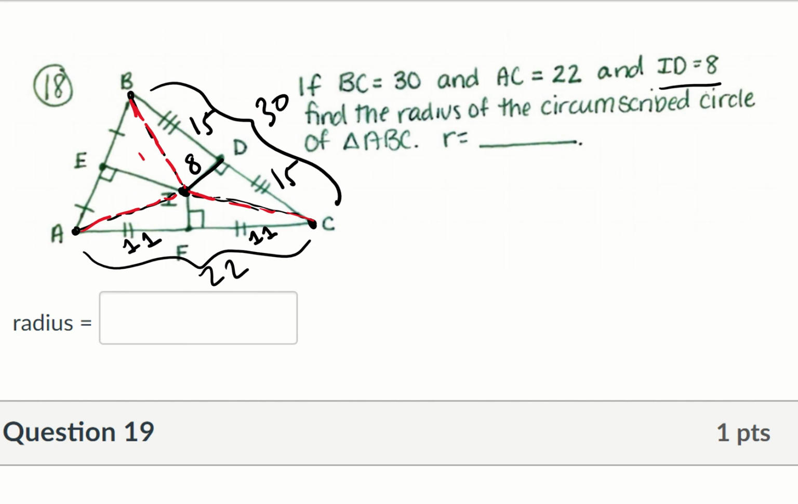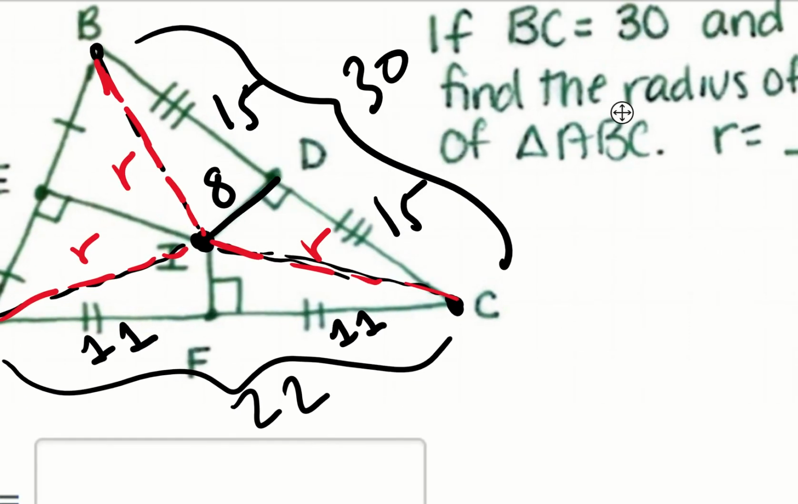So now we're trying to figure out the radius. We'll call that R. Each of these is going to be the radius. If I find one of them, then I find all of them. So let's zoom in on the triangles that we do know. For this triangle, I'll indicate this one in blue. This one right here, we only know one of the sides, and that's 15. So that's not going to be very useful.